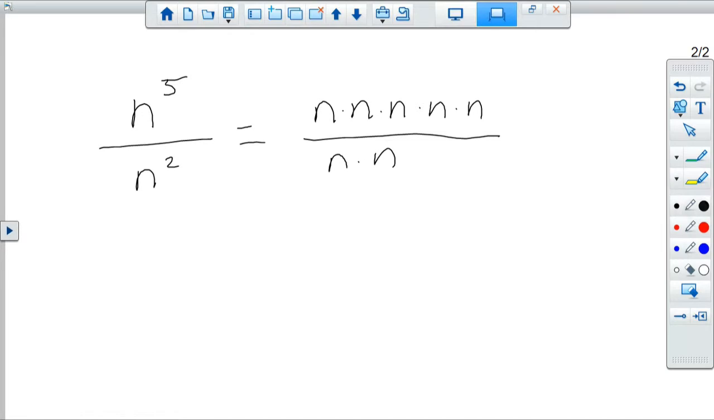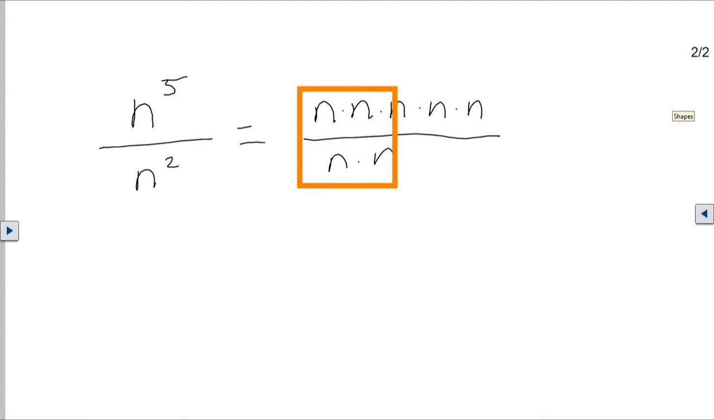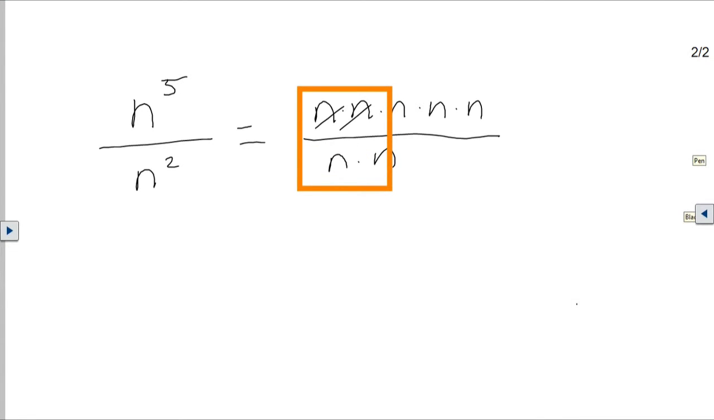I know that, for example, on this one, that I can cancel out 2 n's and 2 n's. So I can get rid of those. Okay. Cancel those out. So what's that leave me with? Well, that leaves me with n to the third power. Okay, let's look at one more example. 6 to the fourth divided by 6 to the third.